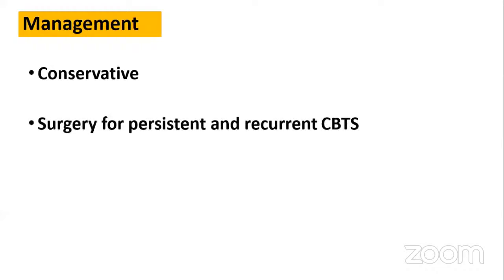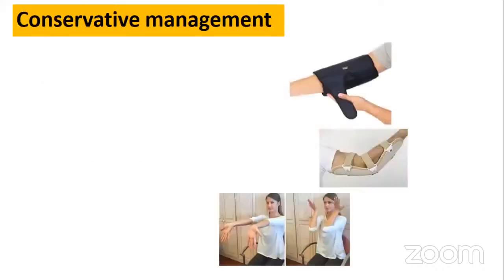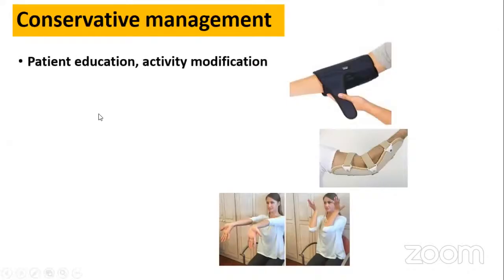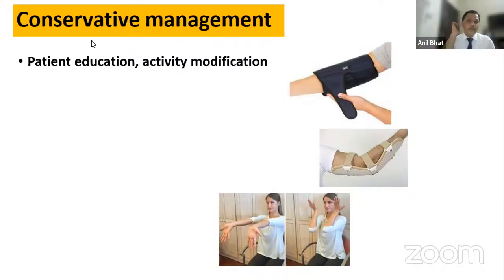Conservative treatment to start with, and surgery for persistent and recurrent cubital tunnel. There are also salvage procedures, because here the nerve palsy is quite evident. You'll have to tell people how to place their elbow when they're working. A lot of times we place our elbow here and cause a lot of compression here. So that is one thing. Activity modification, you can use braces.